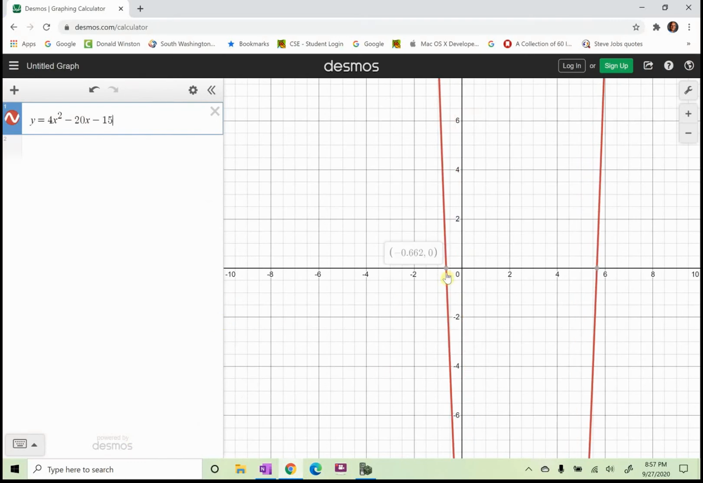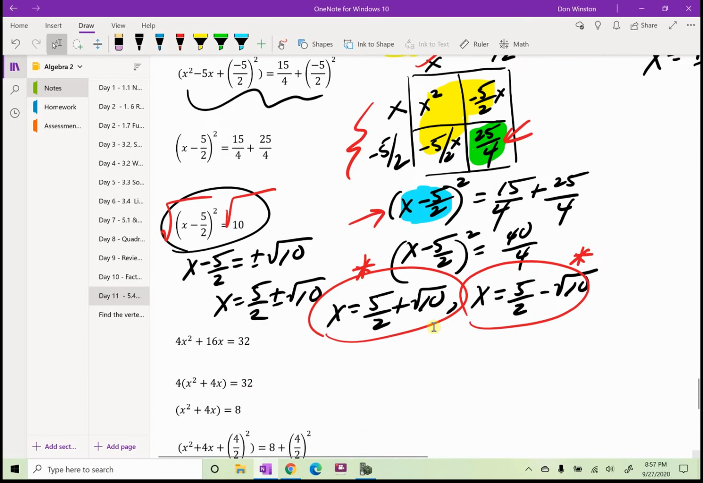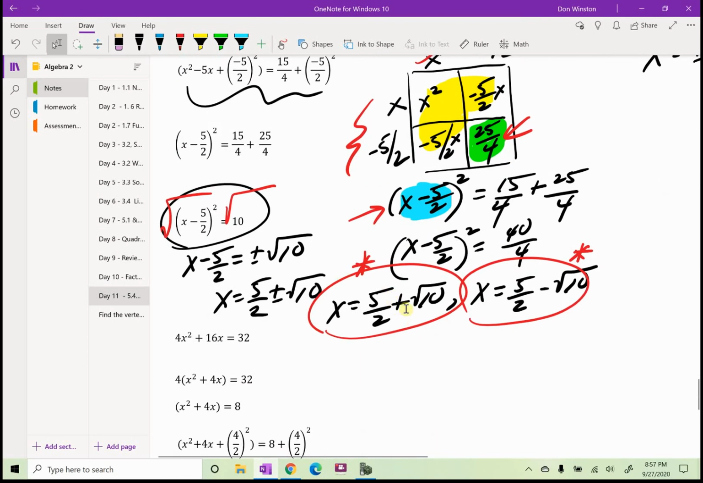All right, so here, negative 0.662 was 1, 0, and then 5.662. So negative 0.662 and 5.662. So I tell you what, okay. I'll use my calculator. So what is 5/2 plus root 10?